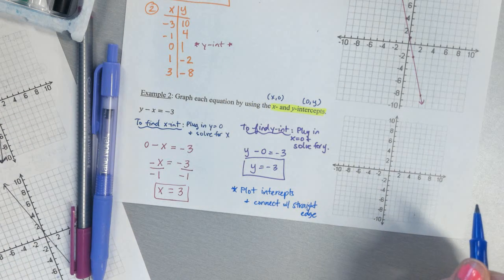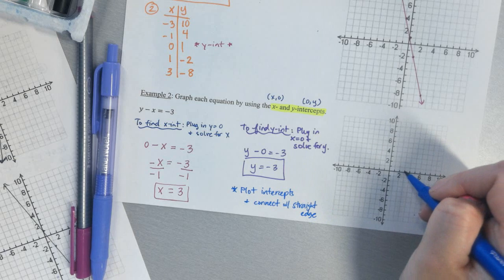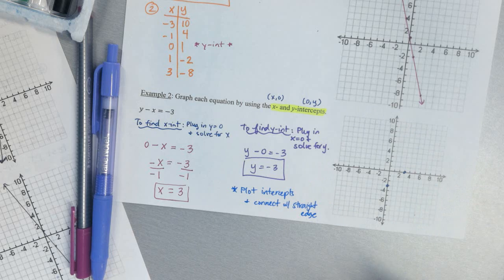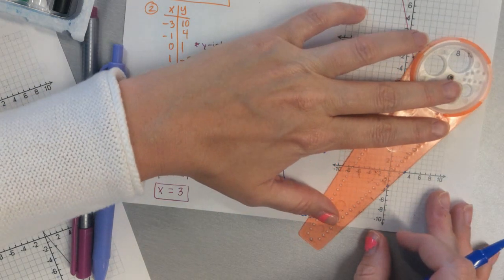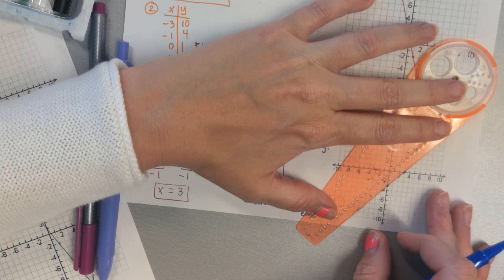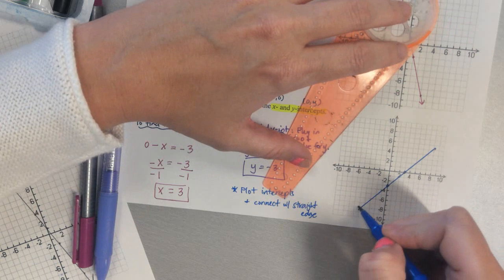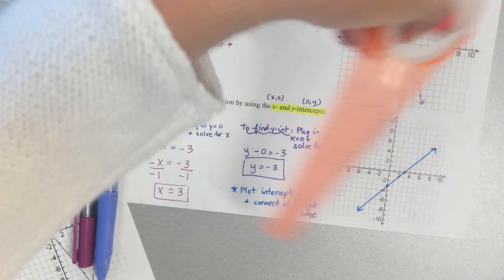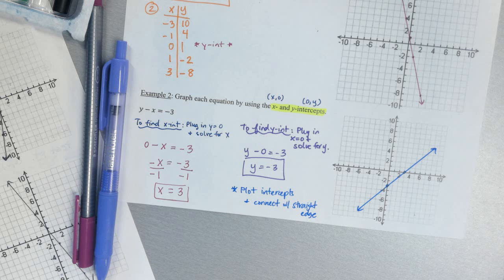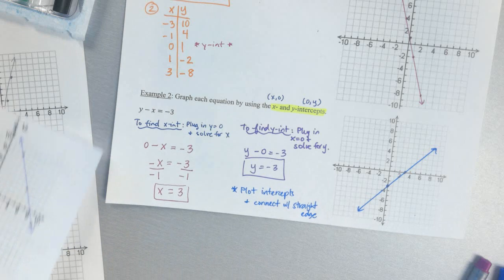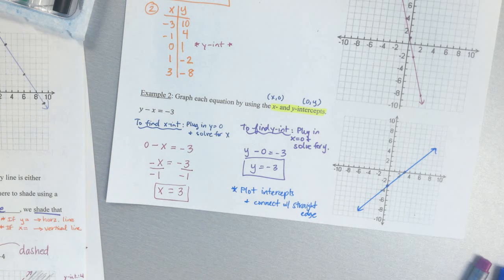Thank you. Okay, so x equals 3, so that's going to go here. Y is negative 3. So when I say span the grid, I mean you're going to connect those 2 points, and I want it to span the grid like this. That's why we're using our straight edge, so we have a more accurate depiction. Alright, and then you guys can flip it to the back.